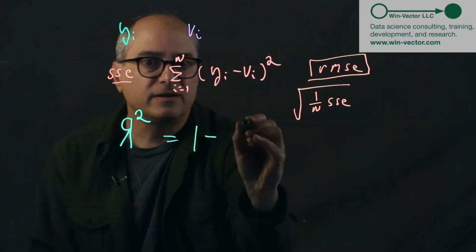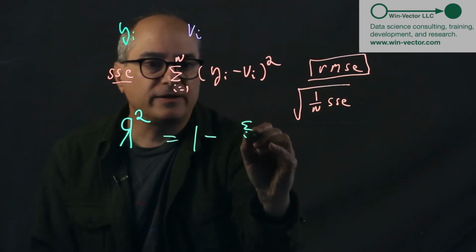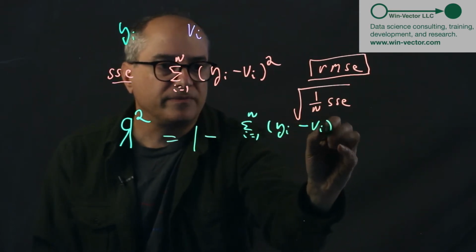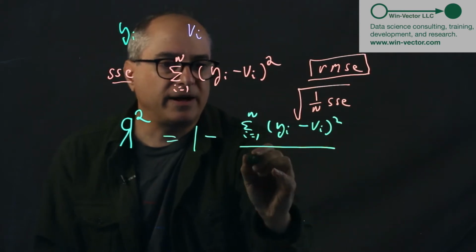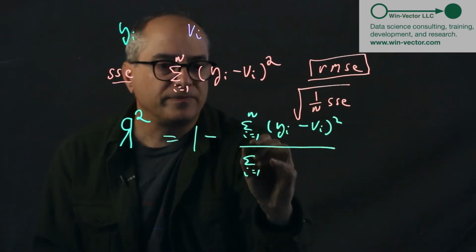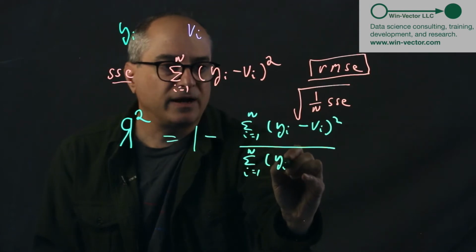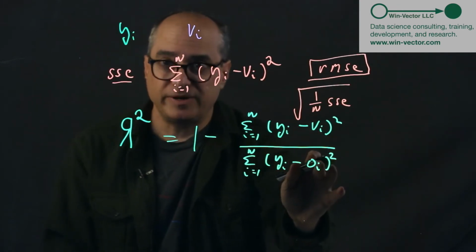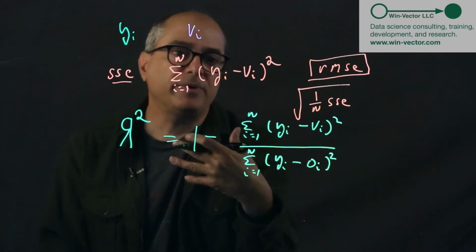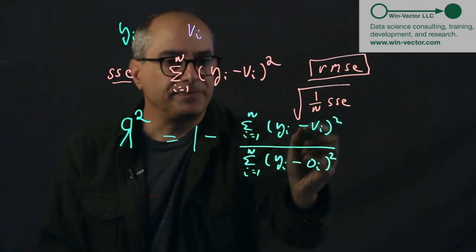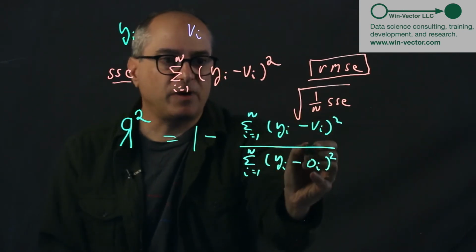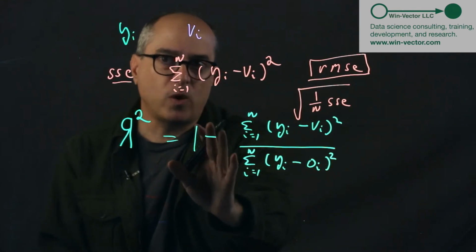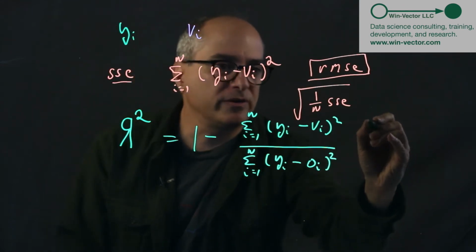1 minus the sum, i equals 1 to n, of how bad is our prediction, divided by the sum of (yi minus oi) squared. So oi is another prediction, and we hope our prediction is better. So that means we hope that this fraction is small, that our numerator is much smaller than the denominator. Therefore, this small number subtracted from 1 is very close to 1. So R squared of 1 is great.